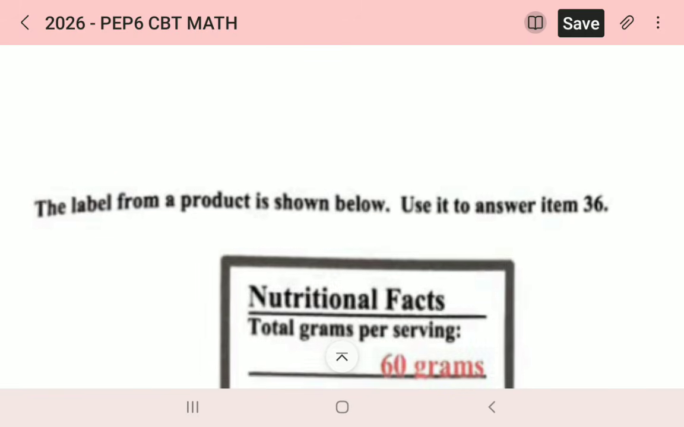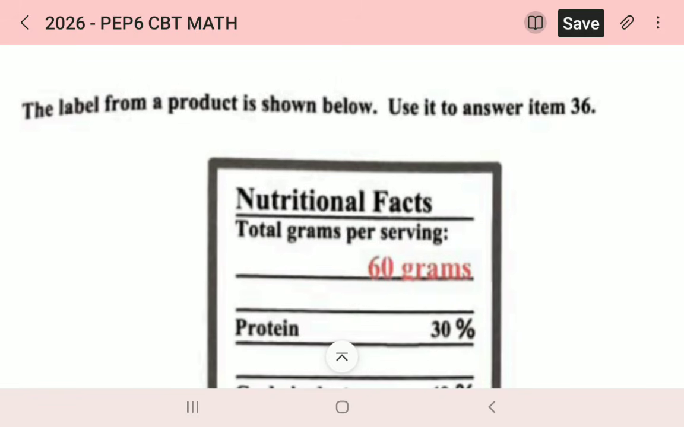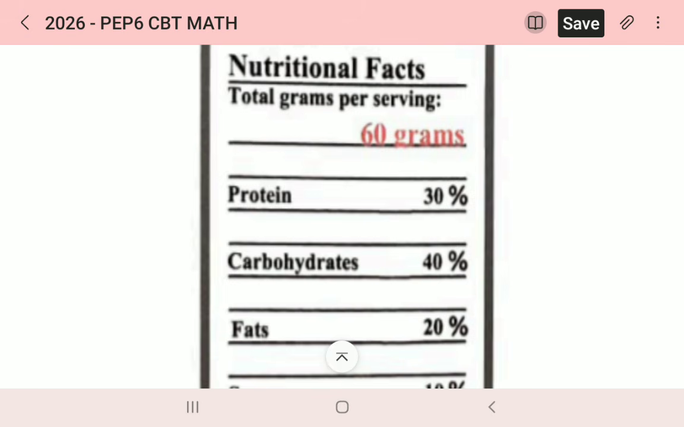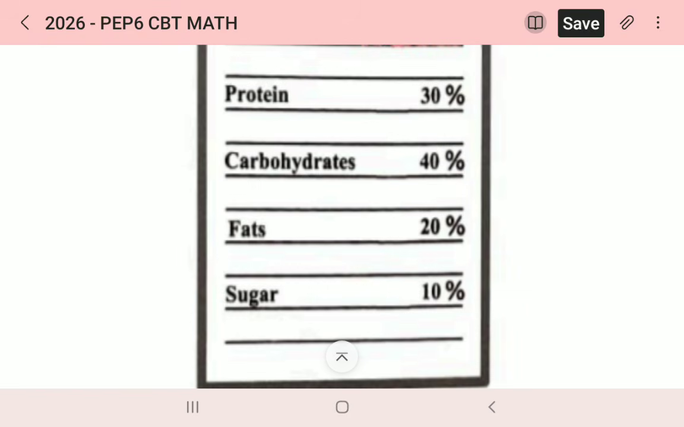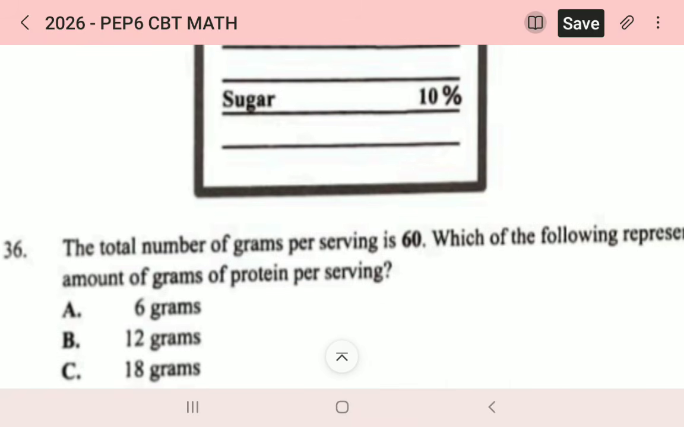Moving on to here. The label from a product is shown below. Use it to answer item 36. So you have the nutrition facts. Total grams per serving is 60, protein is 30%, carbohydrate 40%, fat is 20%, and 10% sugar. The total number of grams per serving is 60.